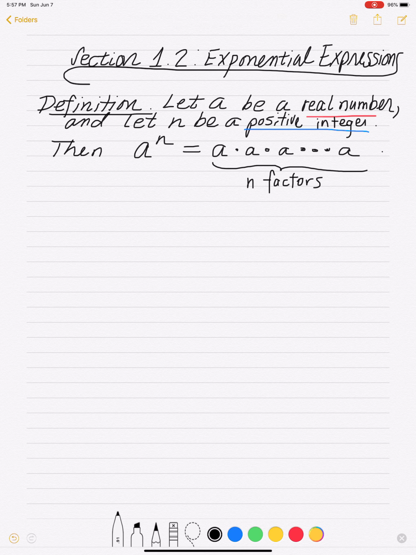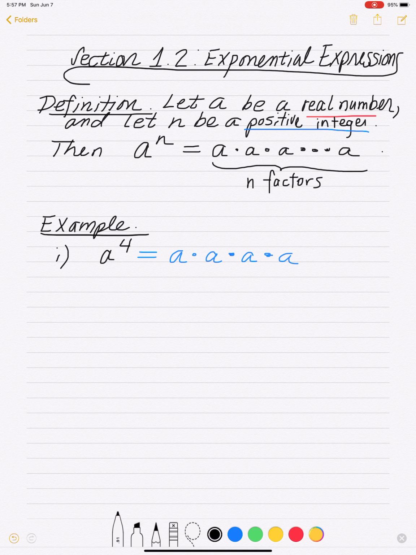So basically, the exponent, n, is telling you how many factors you're going to have in that long multiplication. So for example, if I were to write a to the 4th power down, that would be equal to the same thing as what? A times a times a times a. So that's 4 factors of a multiplied together.